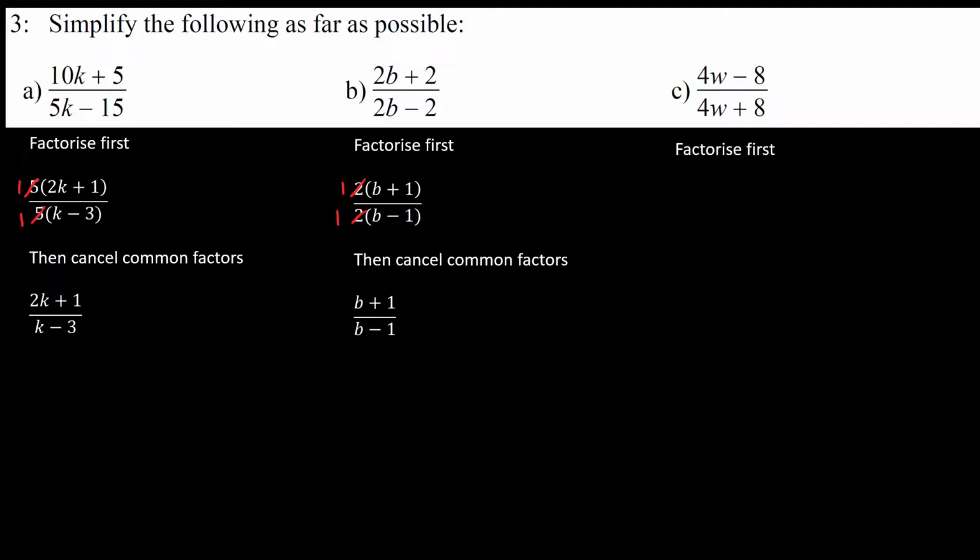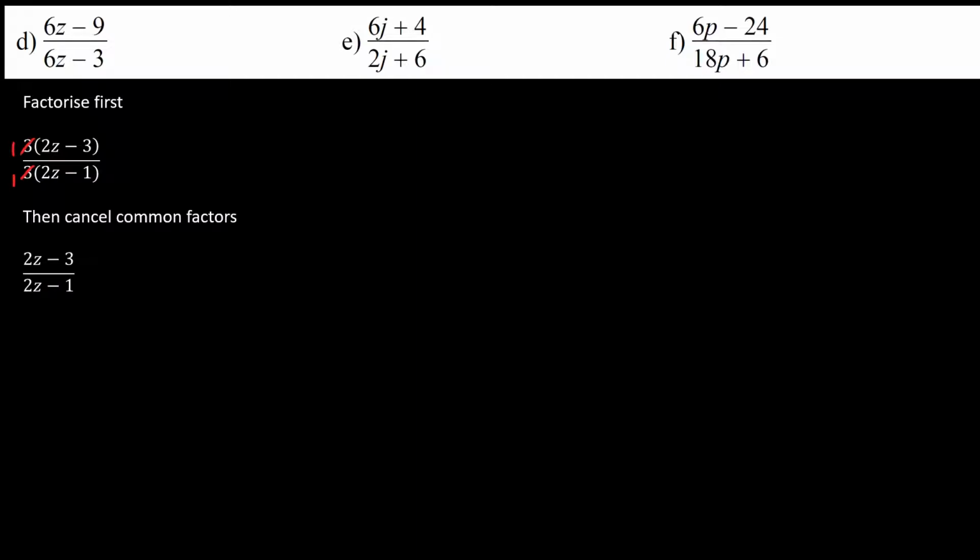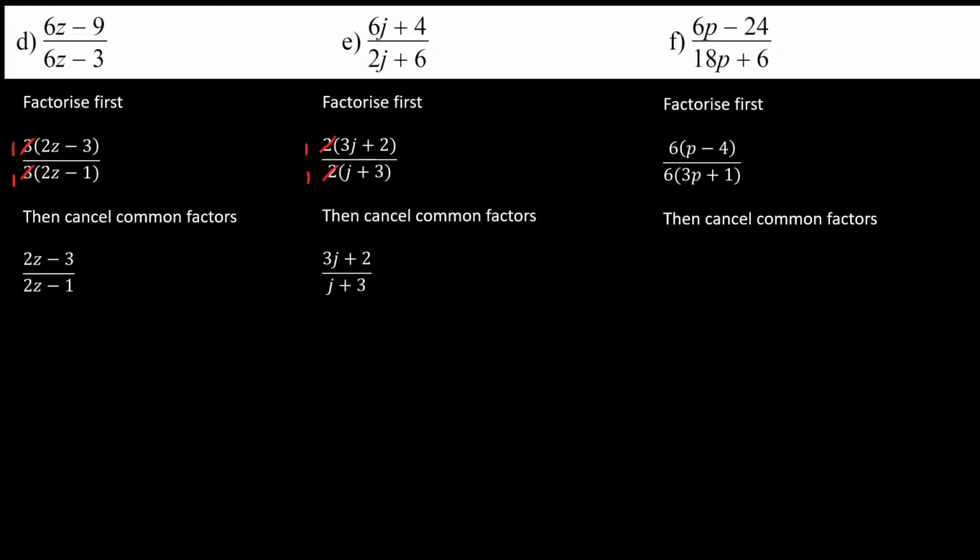And then with C, a 4 can come out. Cancel the 4s, and we're given our simplified answer. Alright, in D, the top we can take out a 3, bottom take out a 3. Cancel your common factors. Simple as that. E, take out your common factors, 2 and 2, cancel them. There's your solution. With F, you can take out a 6 from the top and the bottom, and then cross out the 6s that you got rid of from both.